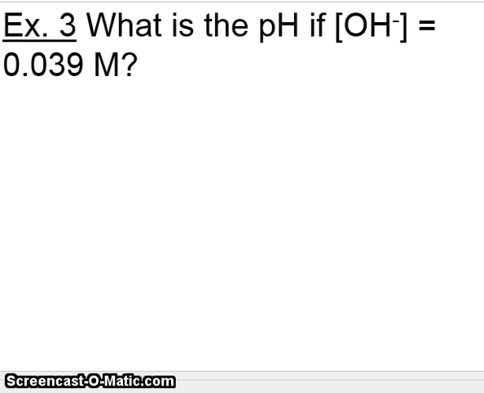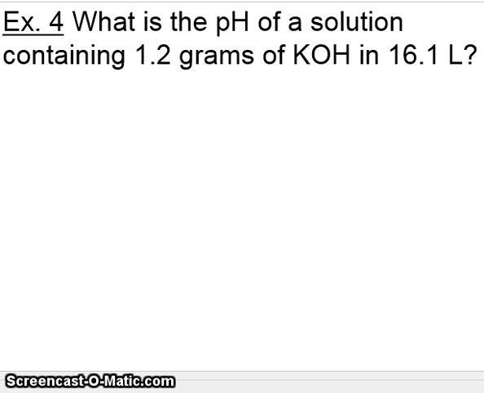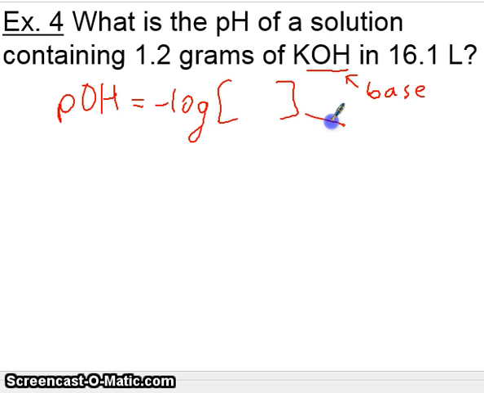All right. How about we take a look at this example? What is the pH of a solution containing 1.2 grams of potassium hydroxide in 16.1 liters? So let's get the molarity first, because remember, pOH is what we want to find first since we have a base. This is a base. So that's how we know we have to get the pOH first. And you can see that there's an OH in the compound. So we'll do the negative log of the brackets, and again, brackets is molarity, which is moles per liter.